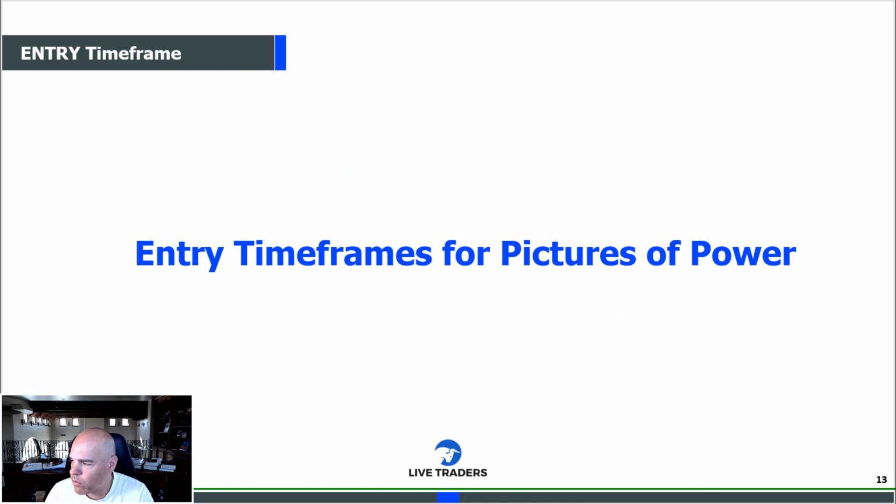Okay, so we know the 4 pictures of power. All right, now it's time to figure out, well, how do we take advantage of these pictures of power? It's nice to see a picture of power, but they don't always give us an entry. Sometimes we'll see a stock and it'll just rip off the open. And you're like, shoot, nothing I could have done there, right? There's nothing I could have done there.